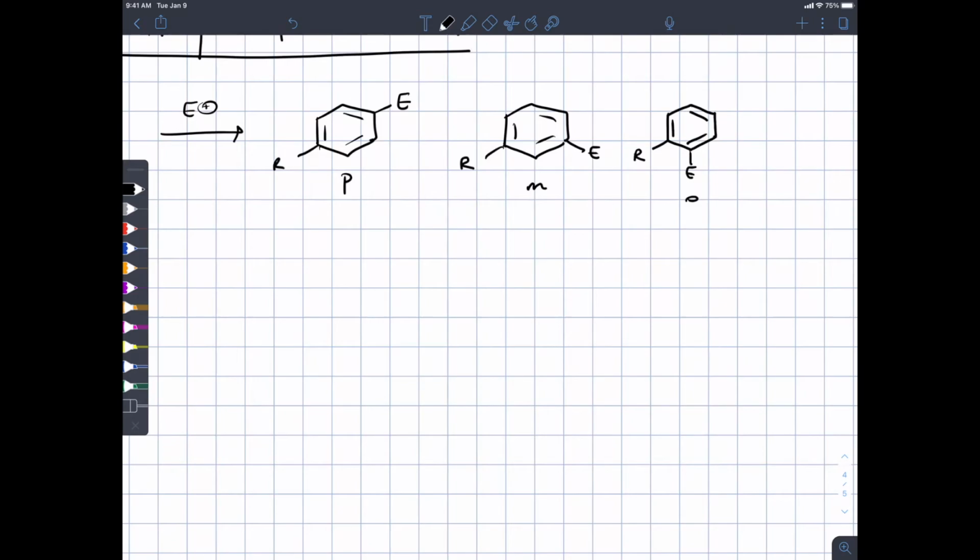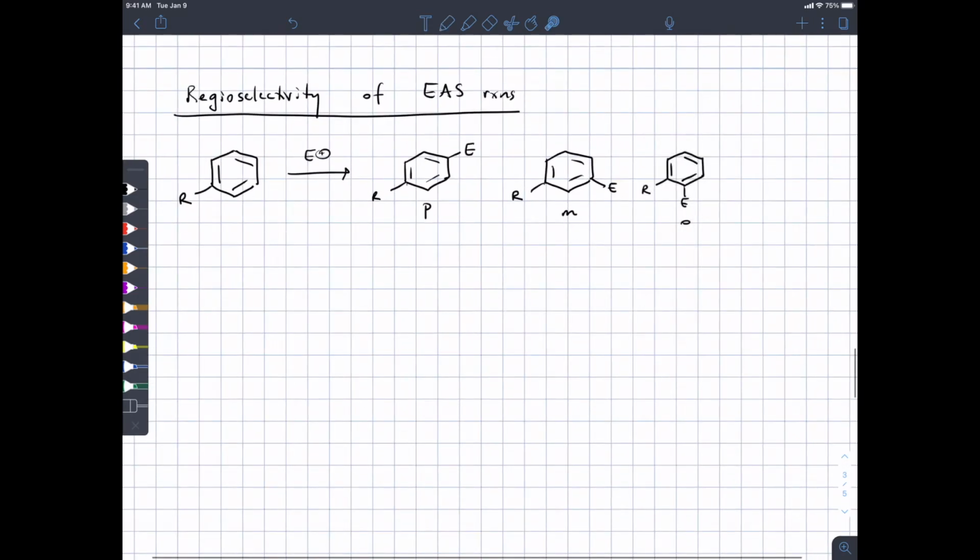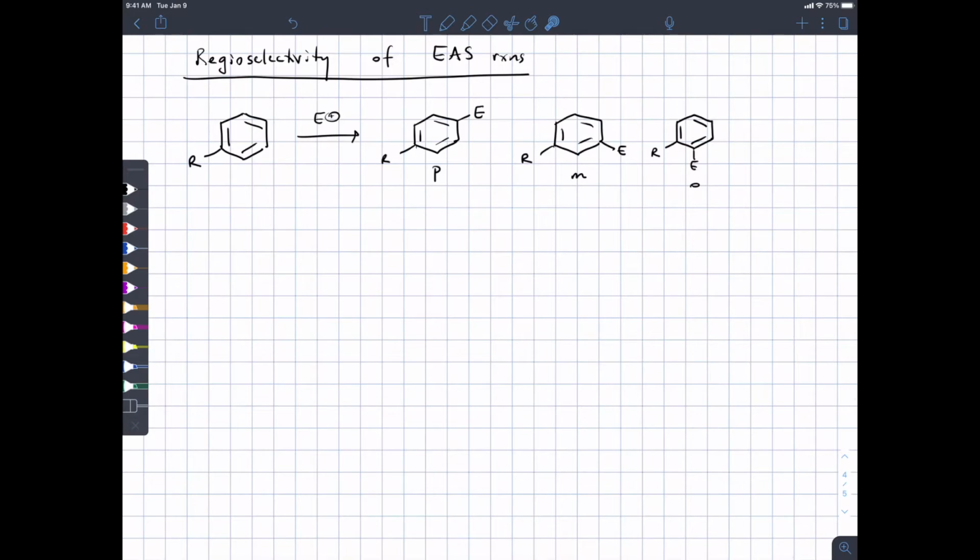Okay. Notice that there's only one way statistically to get a para product, whereas there are two ways to get a meta product and two ways to get an ortho product. So if you're very careful, you can monitor the rates of formation of these three options simultaneously and get an idea of which groups promote faster reactions at which positions.